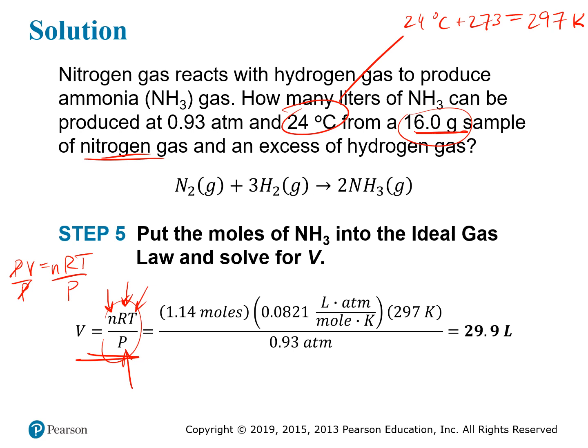But once you're at this point, you just put everything in. 1.14 moles, 0.0821 is R, 297 K, and 0.93 atmospheres, and you end up with the total volume of 29.9 liters of ammonia.